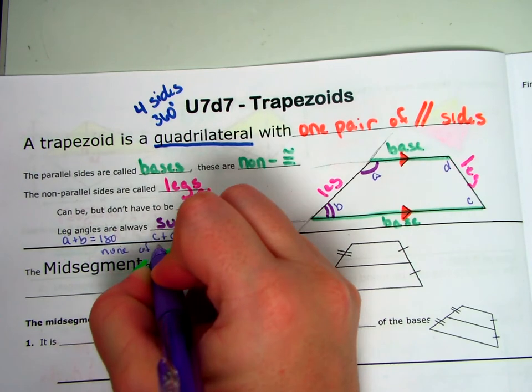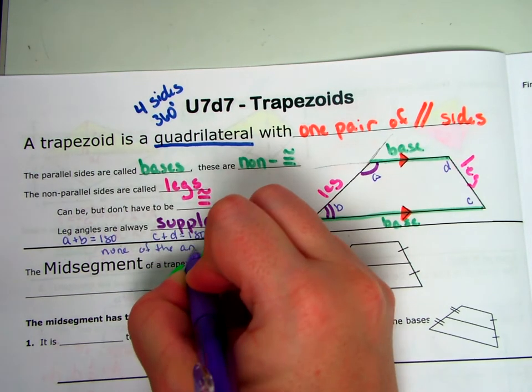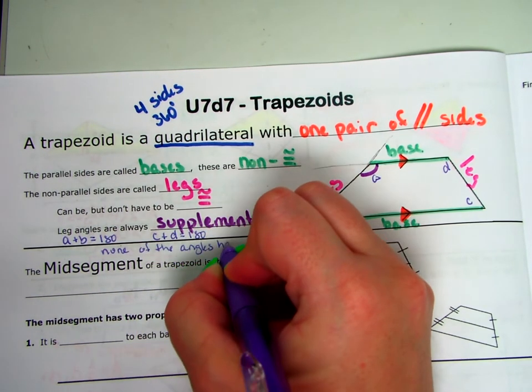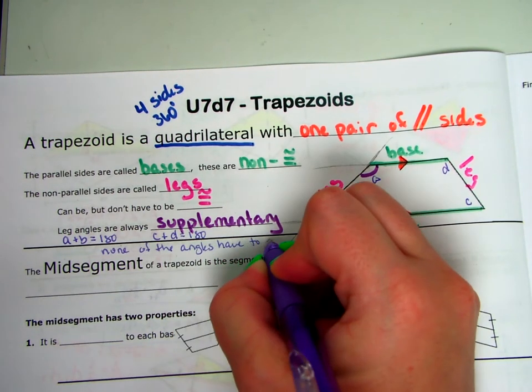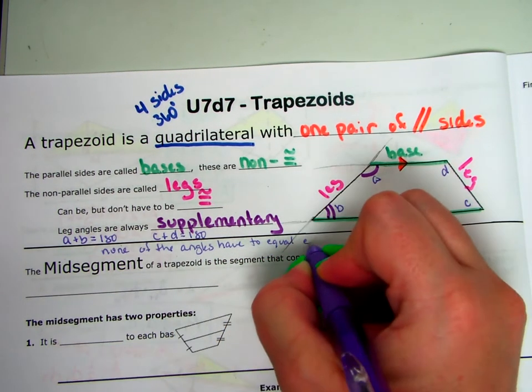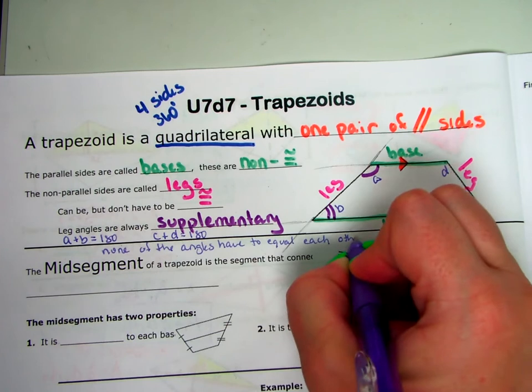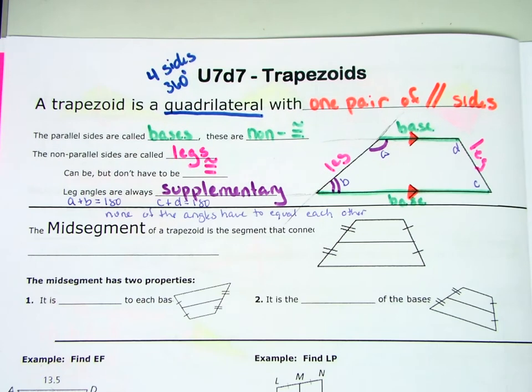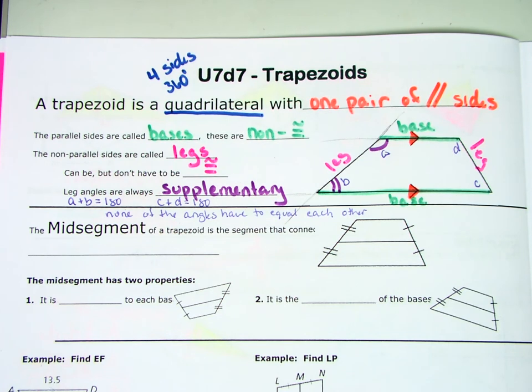None of the angles have to equal each other. That doesn't mean they don't ever equal each other. Sometimes they do. But they don't have to. They can all four be different. But A and B, the ones on the same side of the same leg, will be supplementary, and C and D, the ones on the same side of the other leg, will be supplementary.